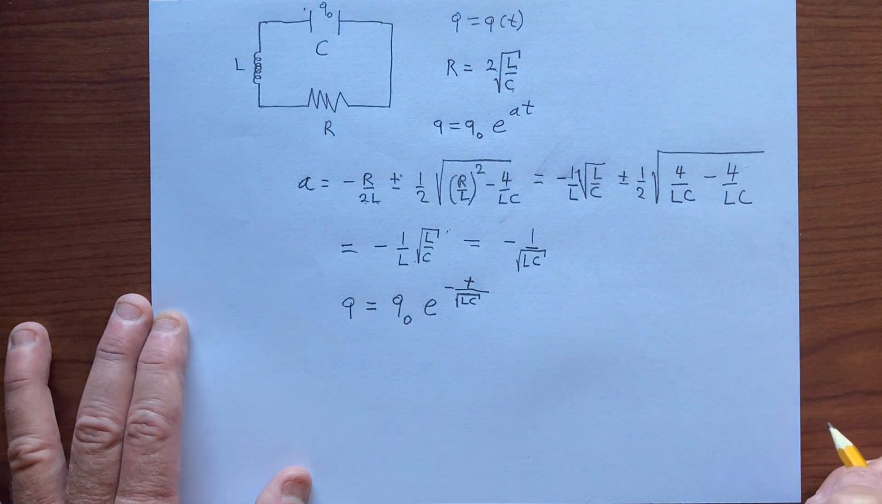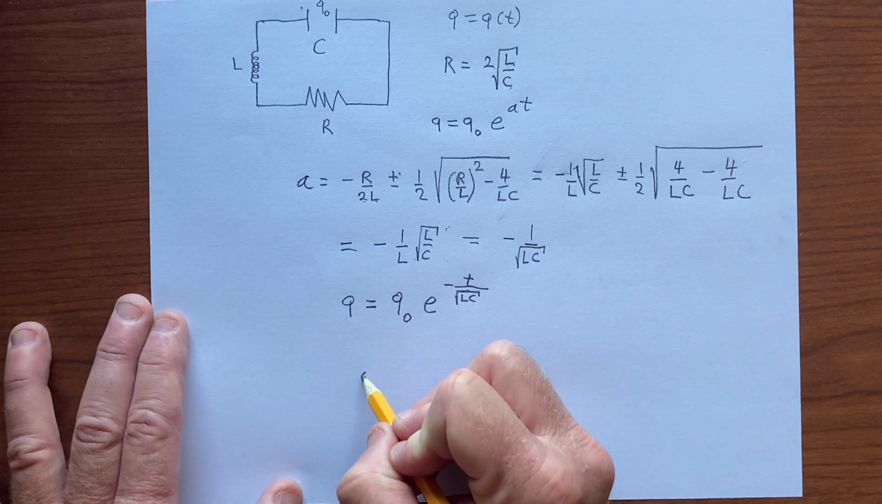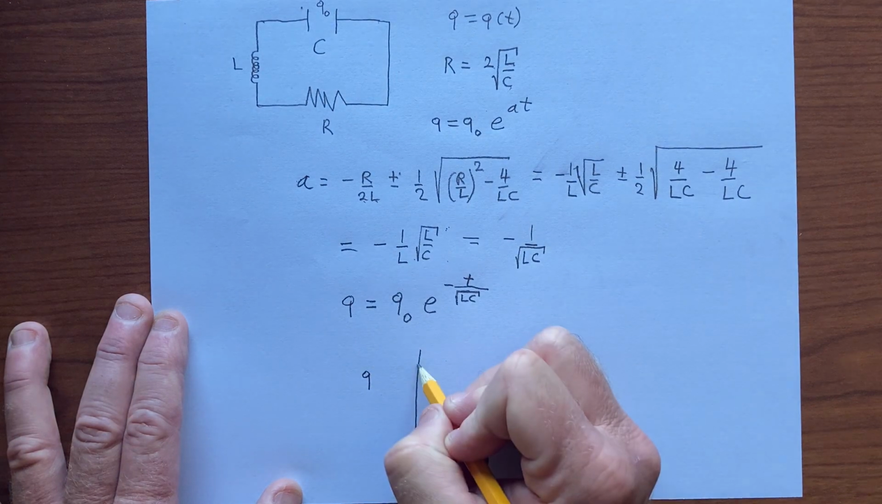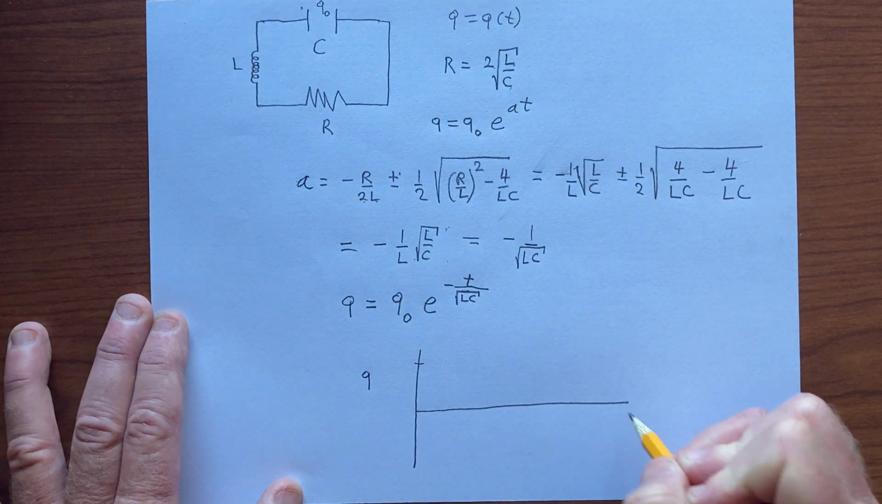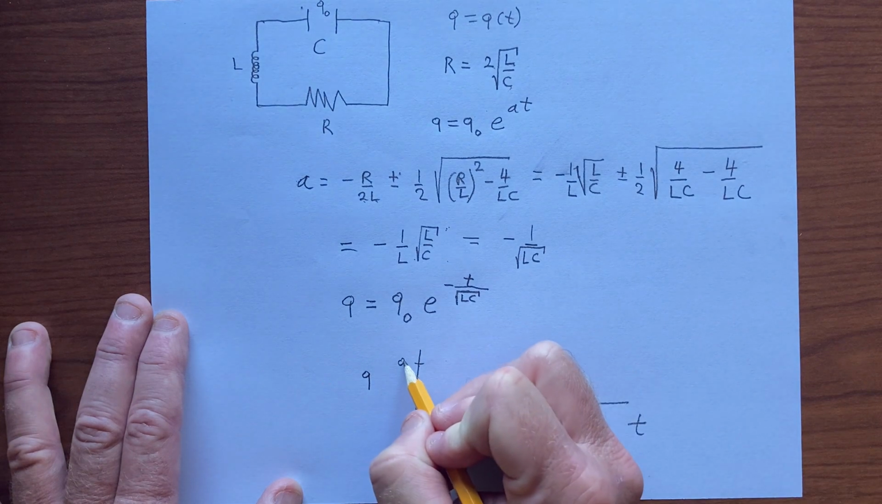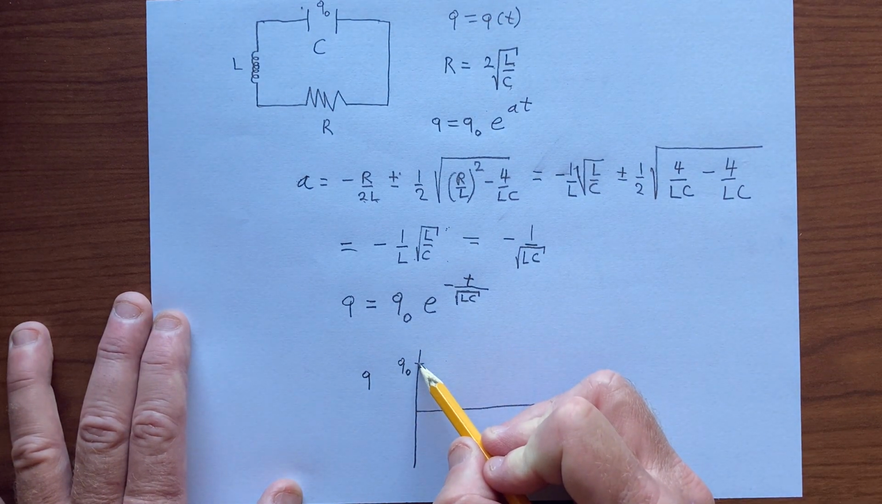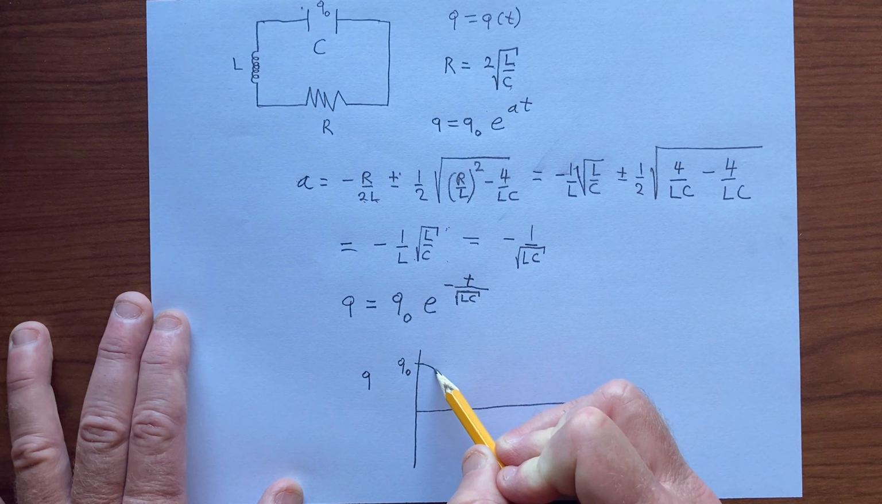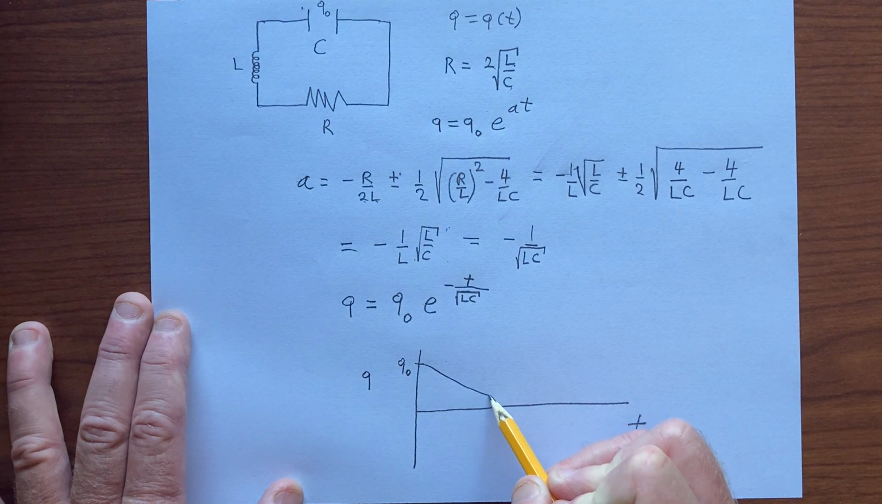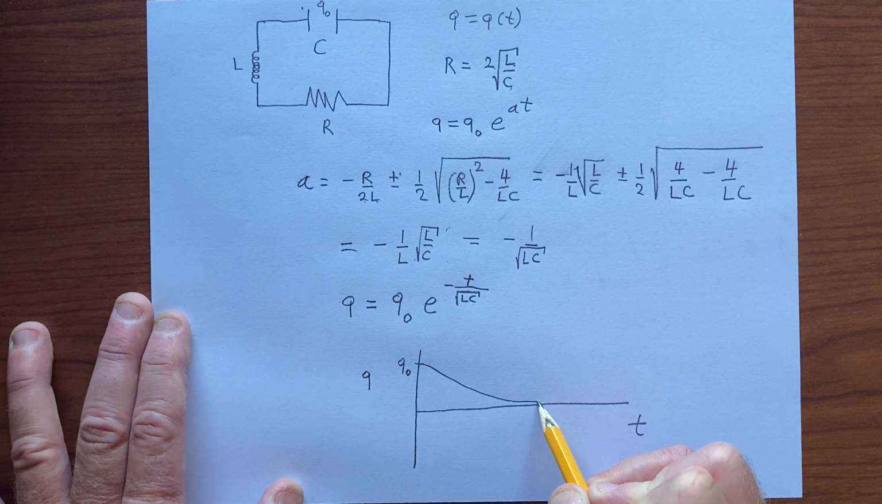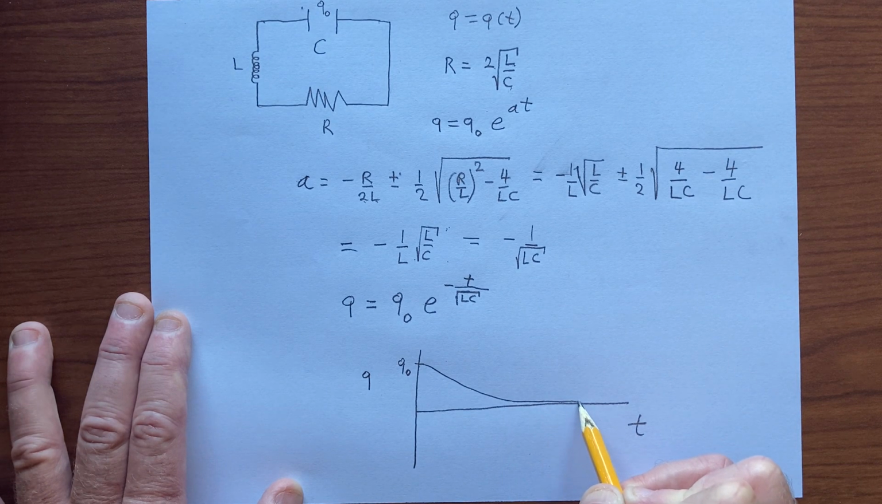And so if we plot this, here's Q at t equals 0. We have Q naught, and the charge just dies off exponentially like that.